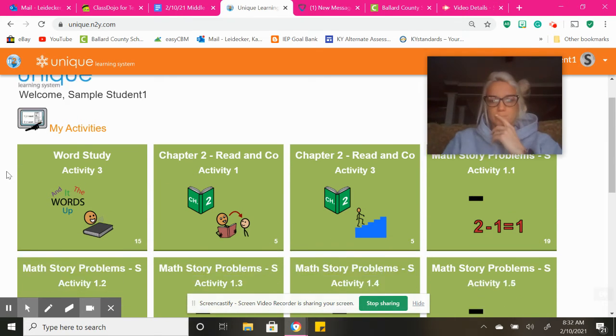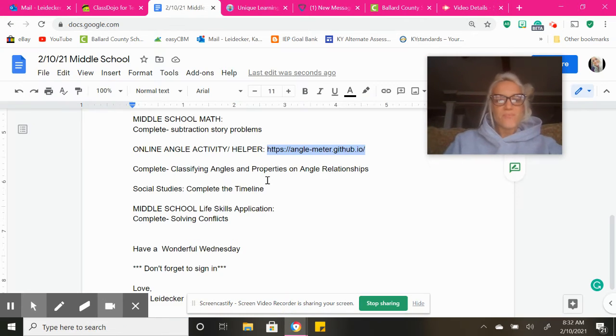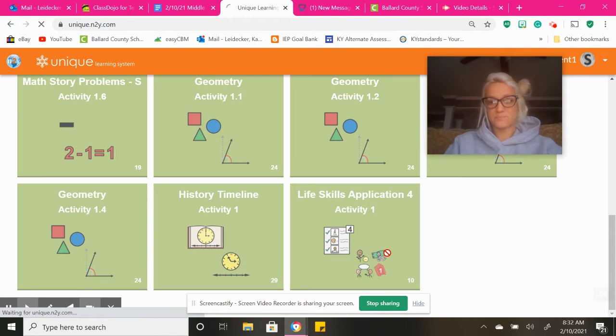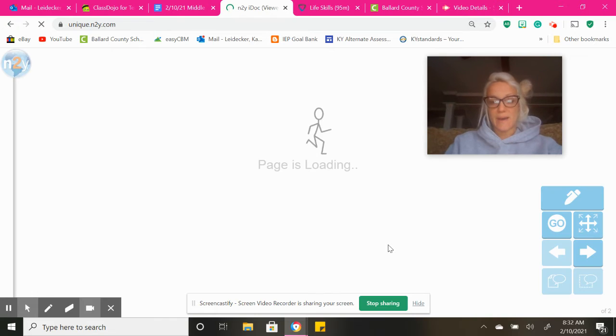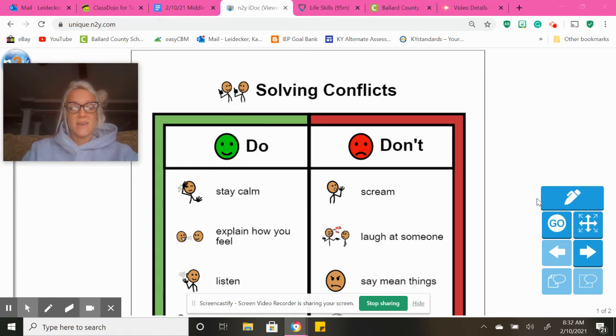Okay, so your life skills application. This is a good one. Middle school life skills application, complete solving conflicts. We talked a lot about this at the beginning of our unit when we talked about compromise. Compromise is when we have to come to an agreement on something. You don't agree with what I agree with, but we can't just argue about it. We have to come to an agreement, which is the compromise.